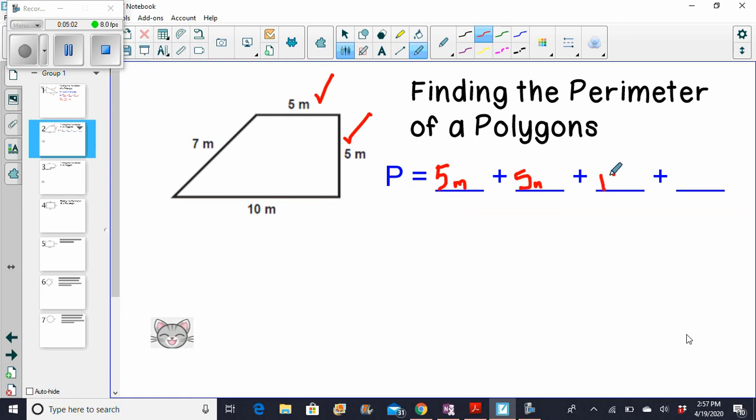Notice I like to go clockwise around the figure, so I move in the direction of the clock and just check them off as I add them in. And lastly, I have 7 meters.